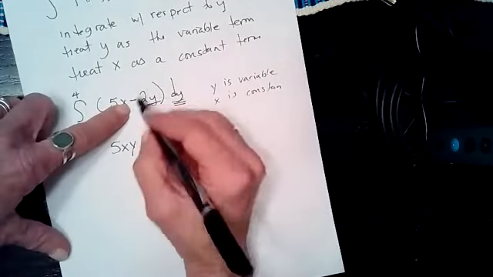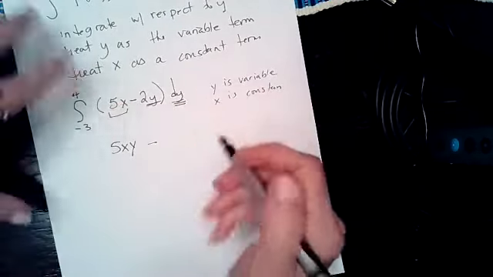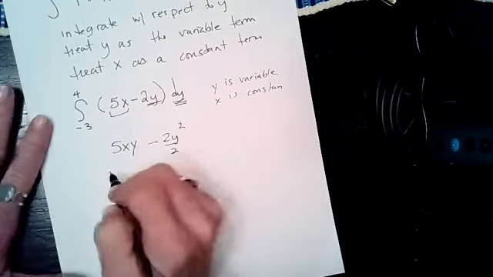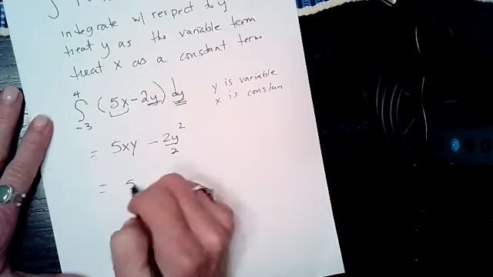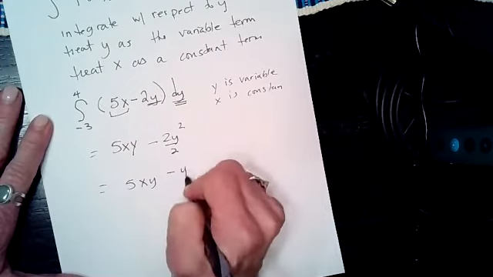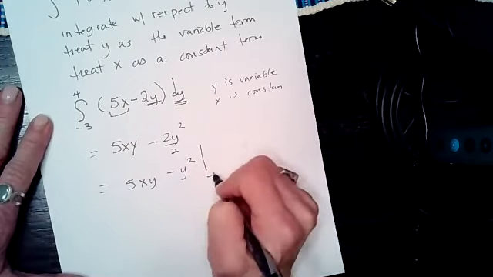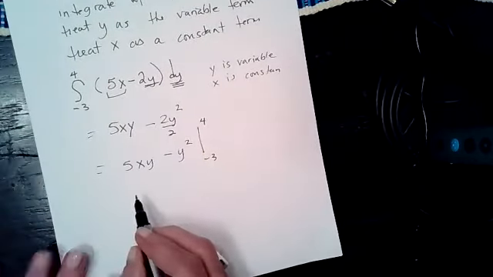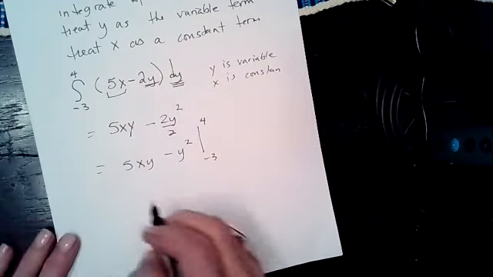Minus, if I integrate a y term with respect to y, it's just normal. That's just 2y squared over 2. And I could call that 5xy minus y squared. You can simplify or not simplify. Okay, and to me, this is the hardest part. It's not hard, it's tedious.